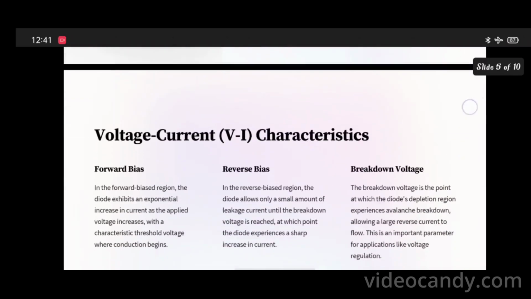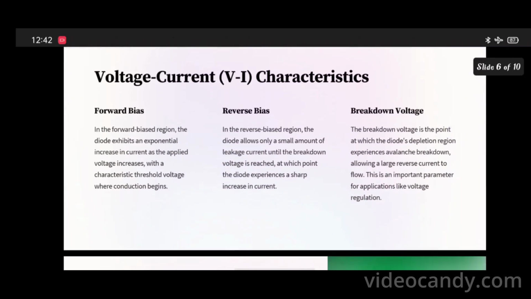Next, voltage current characteristic. Forward bias. In the forward bias region, the diode exhibits an exponential increase in current as the applied voltage increases, with a characteristic threshold voltage where conduction begins. Reverse bias. In the reverse bias region, the diode allows only a small amount of leakage current until the breakdown voltage is reached, at which point the diode experiences a sharp increase in current.